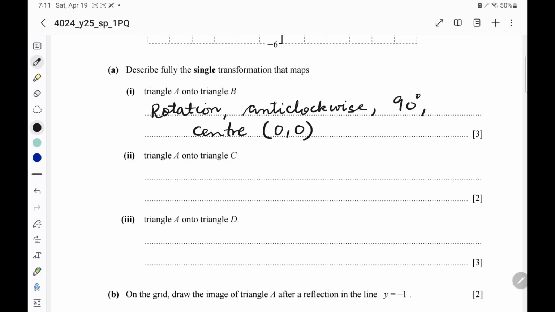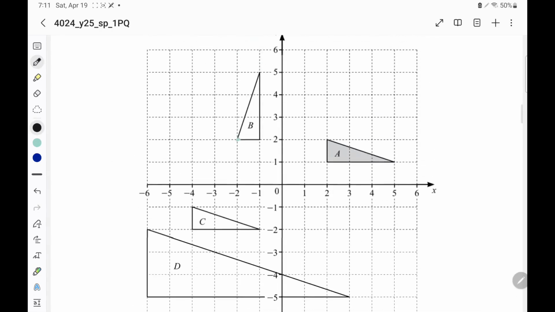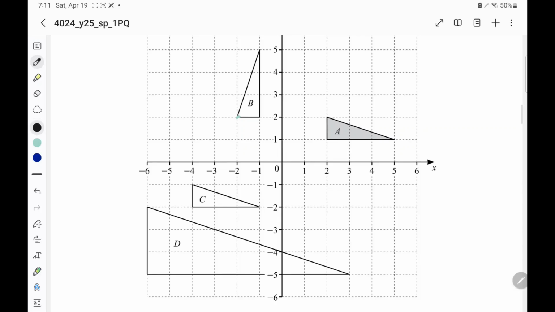All right, triangle A onto C. If we want to know, you can check that by joining the corresponding points, and they are parallel lines. Obviously it's either a reflection or a translation, but the diagrams didn't flip. It means that it is a translation.